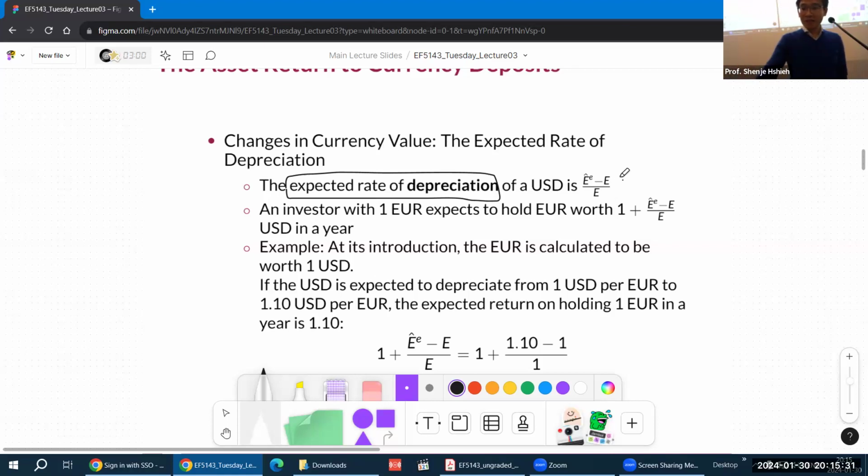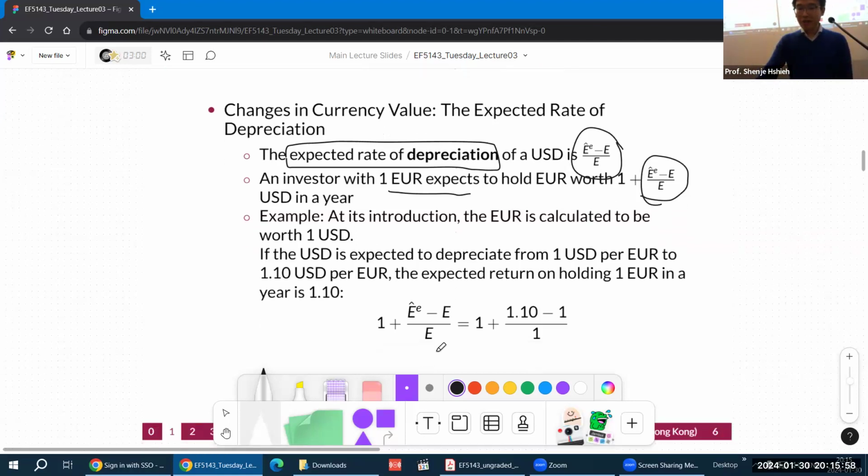If this is the expected rate of depreciation of the US dollar, then an investor holding €1 should expect it to be worth 1 plus (E hat E minus E) over E, right? Because if the home currency gets weaker, the foreign currency gets stronger, and in terms of USD it's going to be worth more than just 1 USD, assuming it's just 1-to-1. So that's how you should think of this expression now.